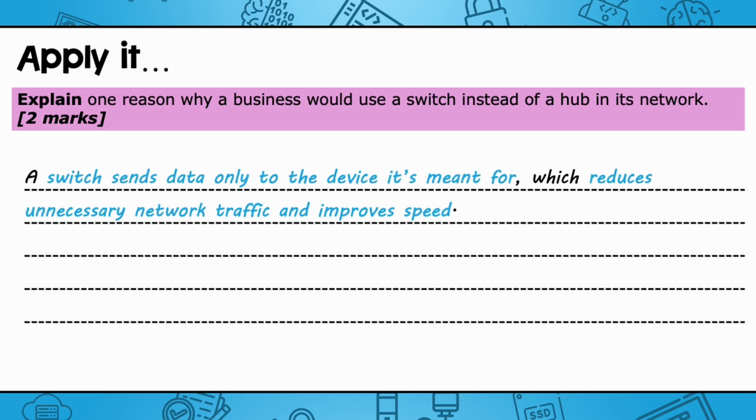So we've gone on to say a switch sends data only to the device it's meant for, which reduces unnecessary network traffic and improves speed. So basically we're telling the examiner there that we know that a hub is going to send information to everyone. That's going to cause data collisions. A reason why your business might use a switch instead is because it only sends data to the device it's intended for, which is going to reduce unnecessary network traffic, therefore improving speed.